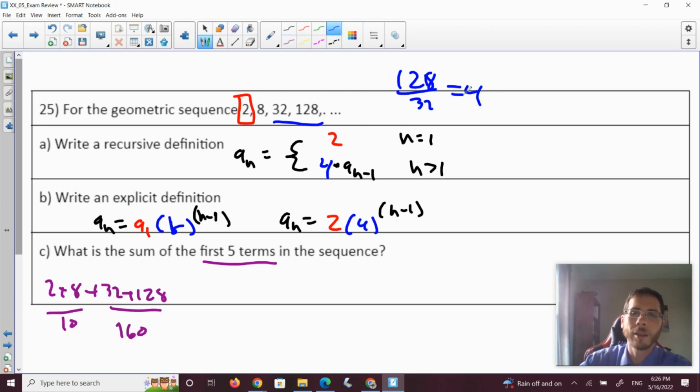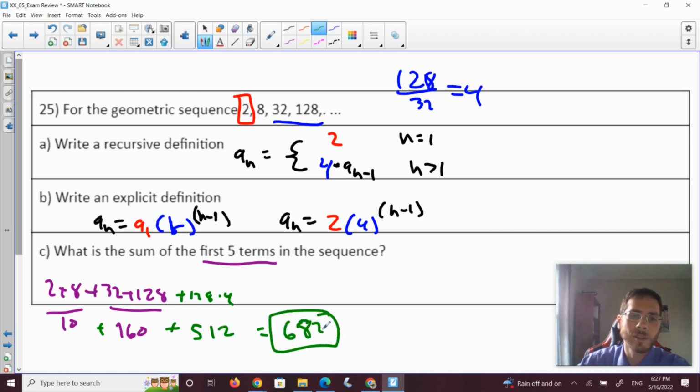If I know that I'm multiplying by 4 every time, the last thing I need to get is 128 times 4. And that'll give me my last term. So 128 times 4 is going to be 512. So if I add these things together, I get 170, 670, 680, 682. Again, you could add it with the sigma, you could add it with the sum formula, but with only 5 terms, and I'm already giving you 4 of them, we may as well just find the last one by hand and just add them up manually.